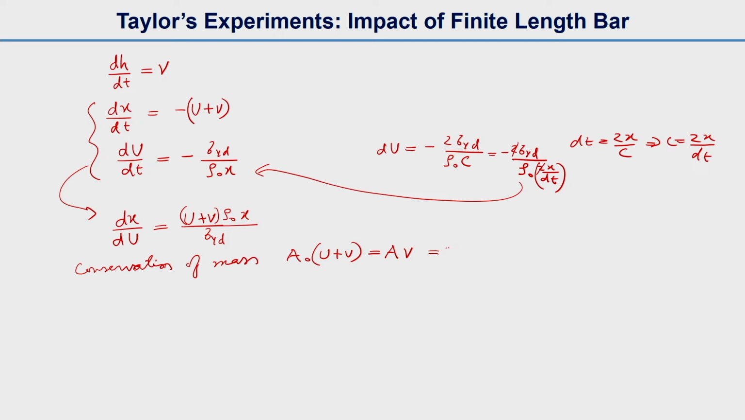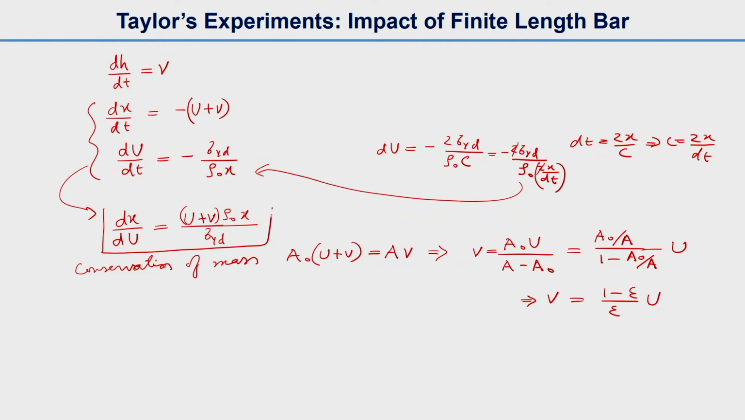So we can find out that small v is equal to a naught u divided by (a minus a naught), and in terms of strain, a naught by a is 1 minus epsilon, so this will give you (1 minus epsilon) into u divided by epsilon. So what we got is the plastic wave propagation velocity small v in terms of strain and the impact velocity capital U.